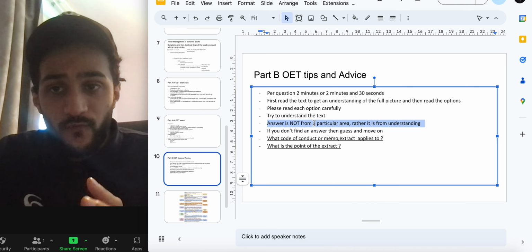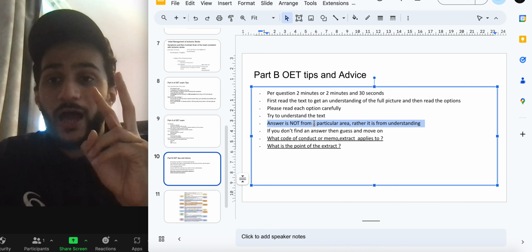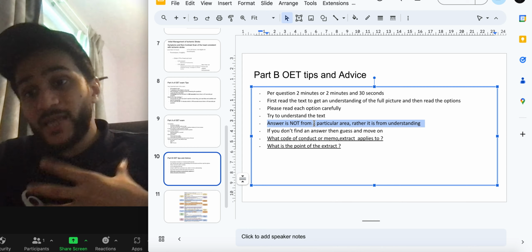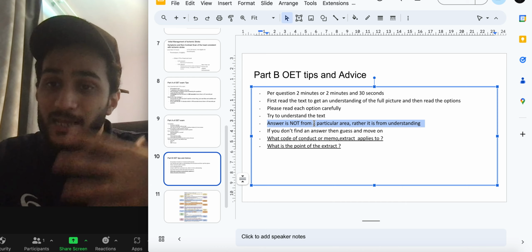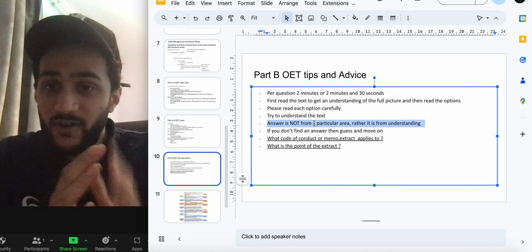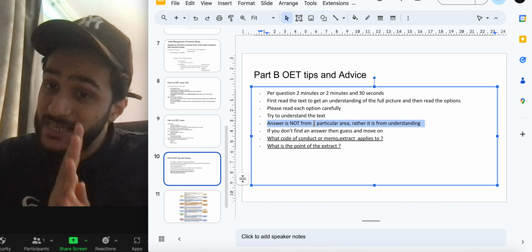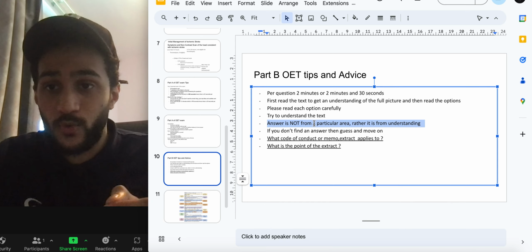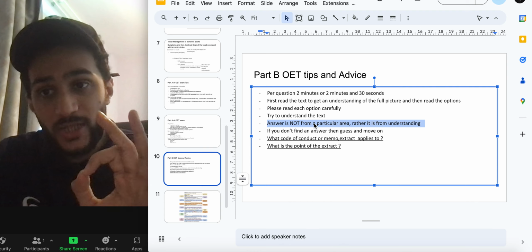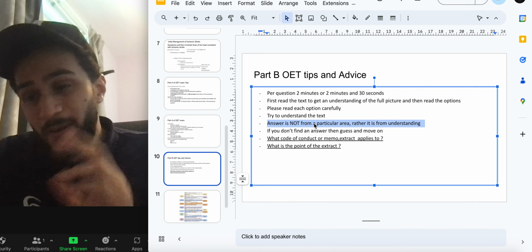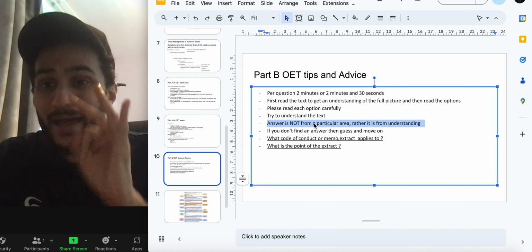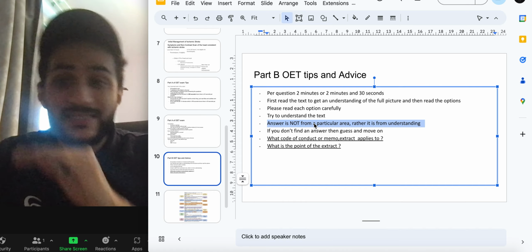And if of course you don't find an answer, move on, because you're going to have 2 to 2.5 minutes. This happened in my attempt in OET, which I failed for OET reading: I spent too much time in Part B, and Part C I didn't have enough time. So in Part C, I had to guess one question. So that's why it is essential that you don't spend more than 3 minutes, maximum. Even that 2.5 minutes is the max you want to go.